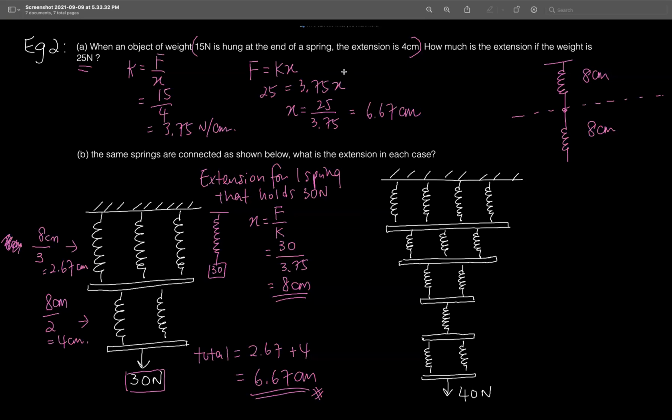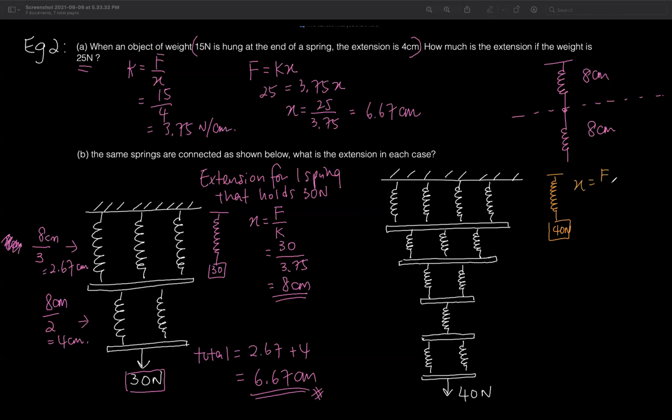Okay, the second one. This one is more complicated, right? How many levels do we have? 1, 2, 3, 4, 5. Okay, we have 5 levels and different springs. It's the same thing. Now, what is the first step? Find how much extension if it was only 1 spring attached to 40 Newton.